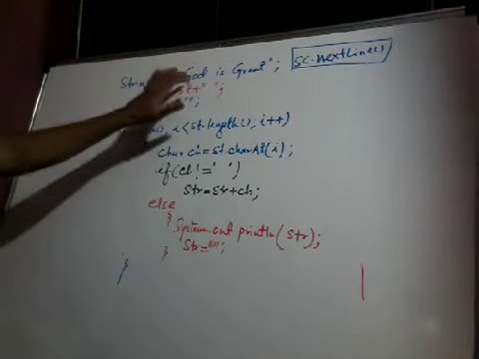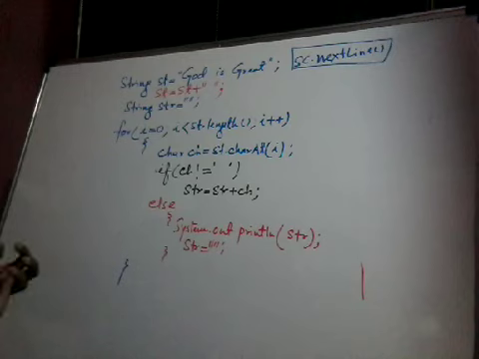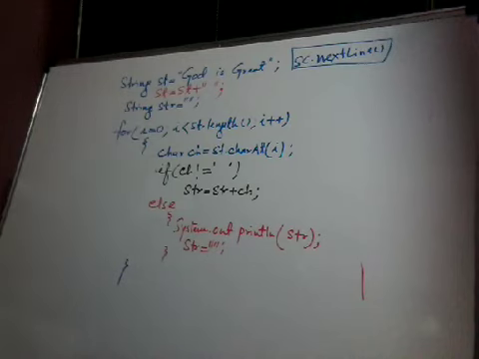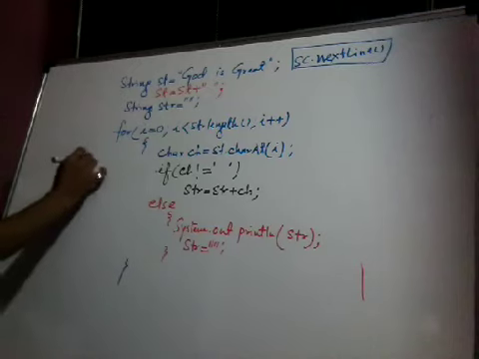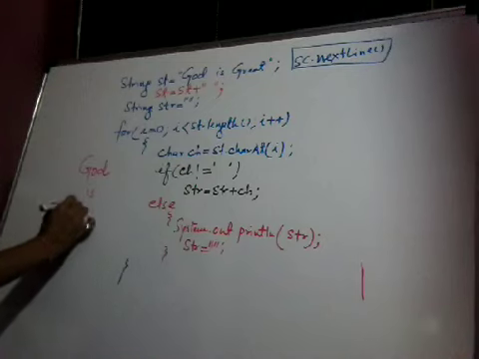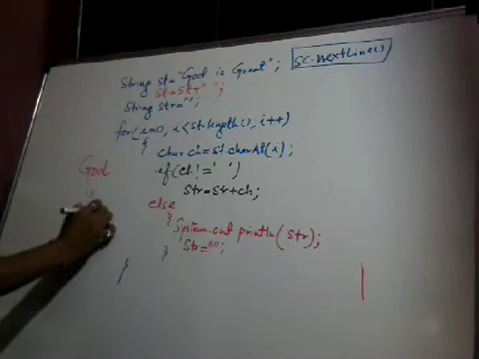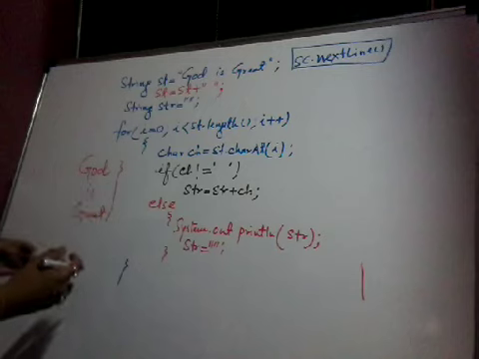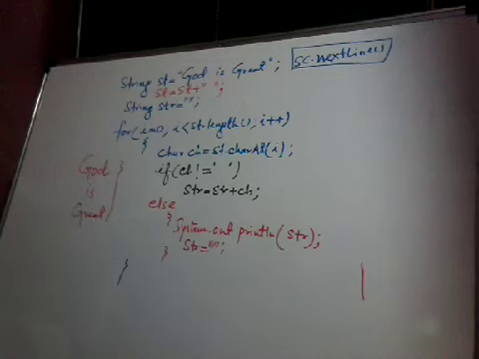Suppose the sentence is God is great. What we will do here is extract each word from the sentence. Each word from the sentence means what? You have to extract God, then is, then great. So this is the question: how to extract words from the sentence and print each word on a different line.